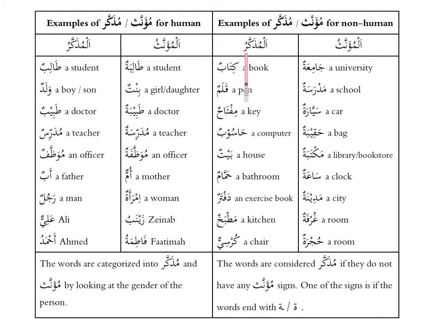For example, here we have muzakkar words. These are all muzakkar words. We just go through the words. Later I will explain how you determine whether it is muzakkar or mu'annath. First, we look at the first word, kitabun. Kitab, a book. A book, kitab, is muzakkar. Qalam, a pen. Qalam is also a muzakkar word. Miftah, a key. This is also a muzakkar word. Next word, hasub. Hasub is a computer. This is also a muzakkar word. Baytun. Bayt, a house. Also a muzakkar word.